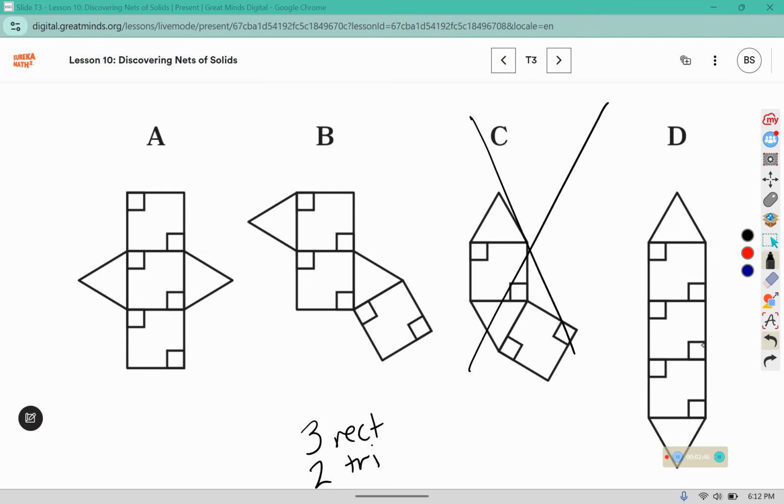This one in D can also not be folded into a triangular prism because the triangles should be on the sides. Otherwise, we're going to be able to connect the points of the triangle, but we'll have open gaps on the sides. If we folded this one up in this direction, this piece could also be folded around to meet this piece. So B and A could both be folded to form a triangular prism.